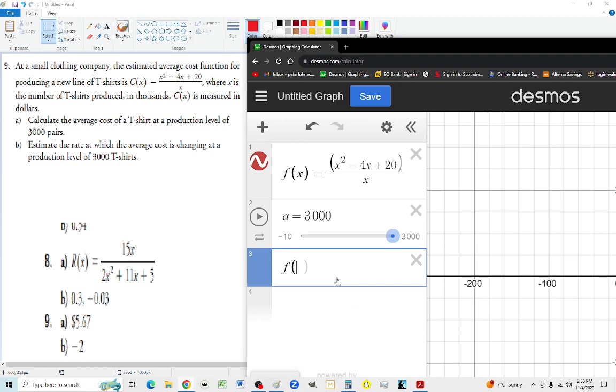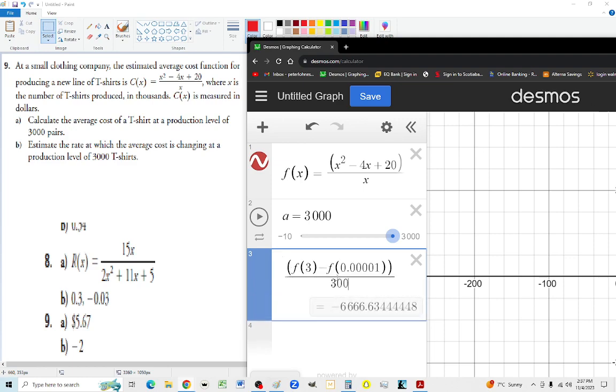So we're going to take f of 3. We're going to take f of 0.0001. And we're going to divide it by 3,000. And this says we're losing that. How about if we divide it by 3? Since we're losing that, what if we use 3,000 here and 3,000 there? No, still not getting the right answer. So I wonder what they mean.